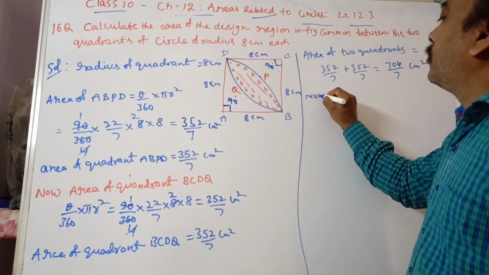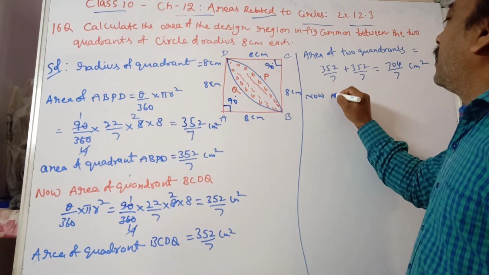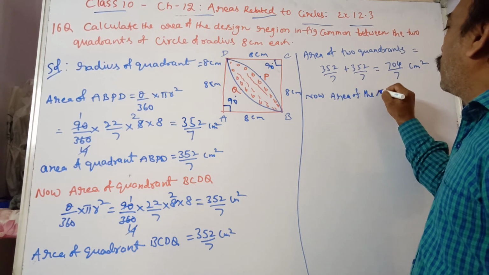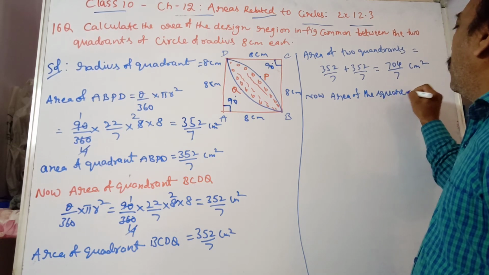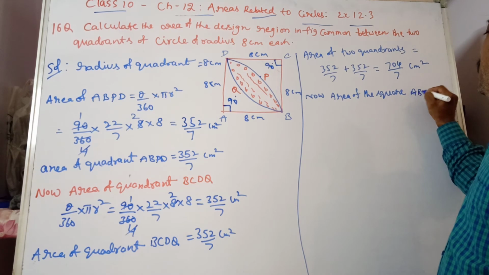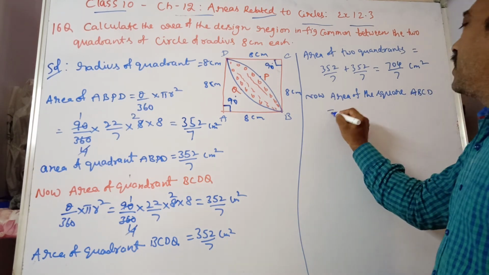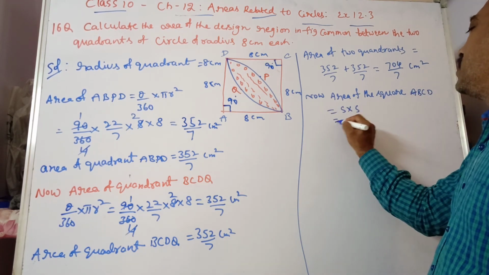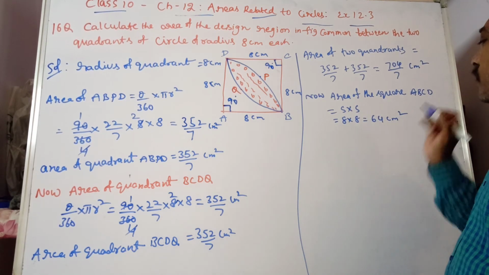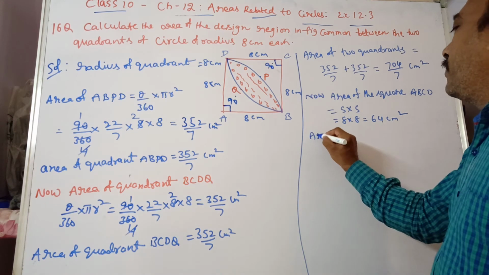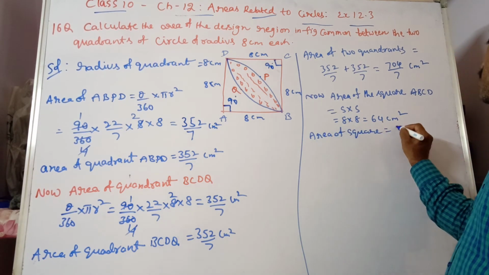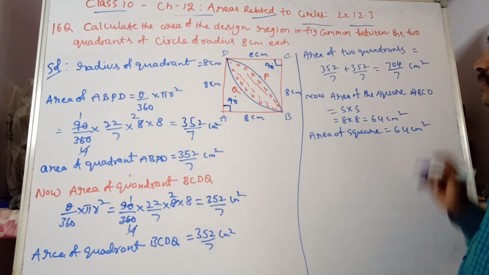Now area of the square. What is area of the square? Square is ABCD. ABCD is equals to side into side, which is equals to 8 into 8, 64 centimeter square. This is area of the square. Area of square is equal to 64 centimeter square.